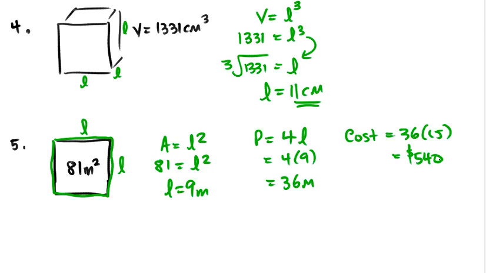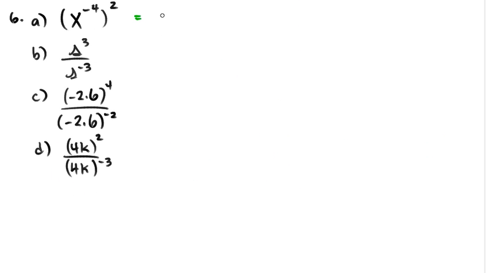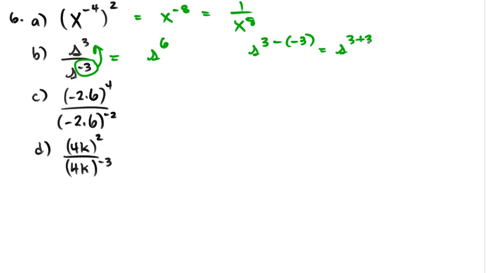Say we multiply -4 and 2 and get -8 and make the exponents positive by making it 1 over x to the 8. For this one, these negatives come to the numerator, joining the positives, which gives you s to the 6. Or you can think about the subtraction rule. You're subtracting away -3, which is adding 3, which is also s to the 6. Same rule, subtract away, so you get -2.6. 4 minus -2 gives you positive 6.